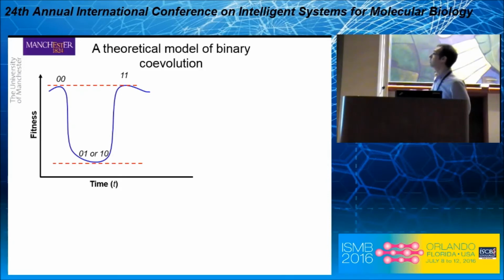So there are two optimal combinations of states, 0, 0, and 1, 1, and two suboptimal combinations, 0, 1, and 1, 0. In order to progress from one optimal combination to the other, two substitutions are required, but we don't allow these substitutions to occur simultaneously. So this means that in order to have a double change, one substitution has to go after the other.